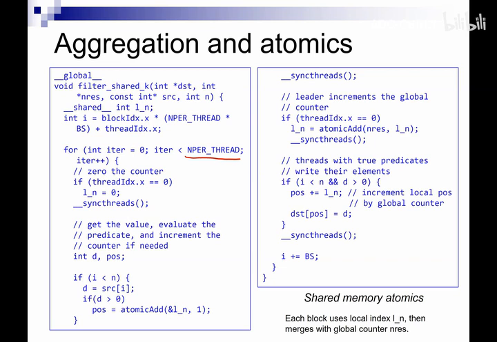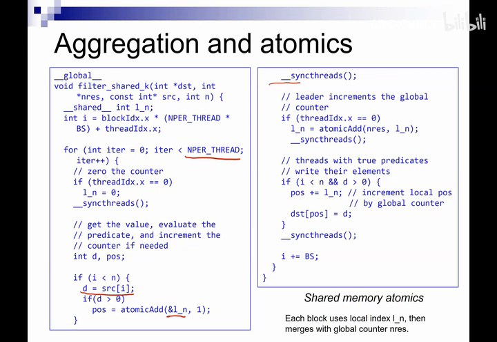Next, we're going to read the ith value from source, and if it's a positive value, then we're going to increment ln, because ln counts the number of positive values. Then we make sure that all of the threads in the thread block have read their value and incremented ln if necessary, so we do a sync threads over here. At this point, ln is equal to the number of positive values that this entire thread block has discovered.